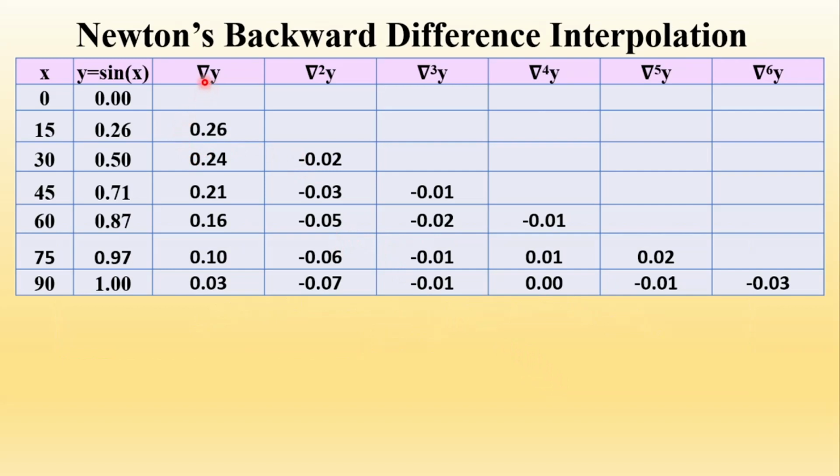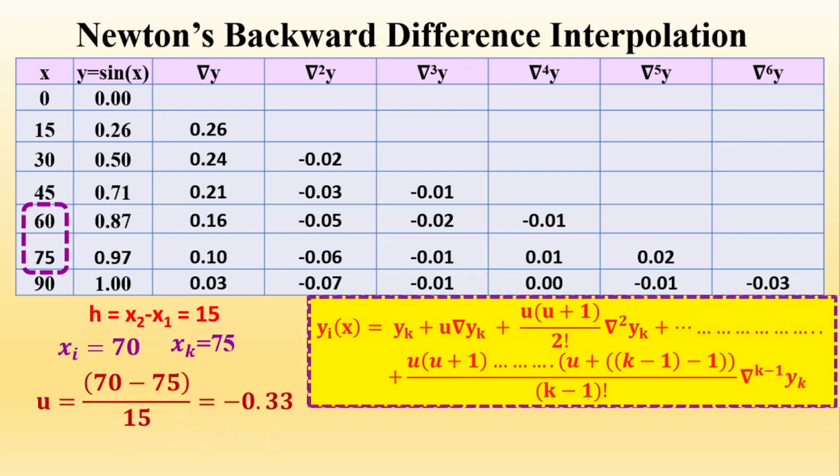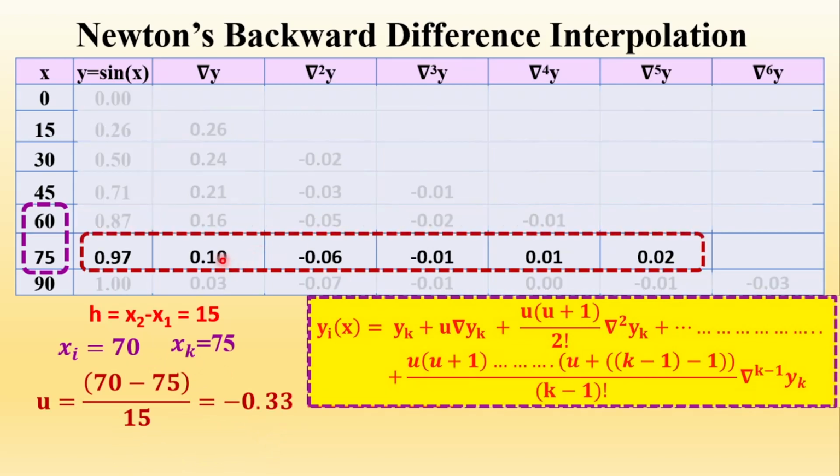So here we have calculated nabla y, nabla 2y, nabla 3y, nabla 4y, nabla 5y, and nabla 6y. So this is step size h. Then x equals 70, we are going to interpolate at x equals 70. 70 lies between 60 and 75, so xk is 75. We can calculate u. Then this is the formula that we need to use, and these are the values that we have to use in the formula.